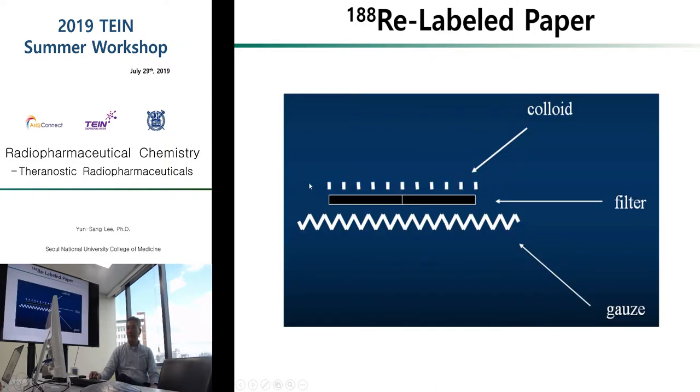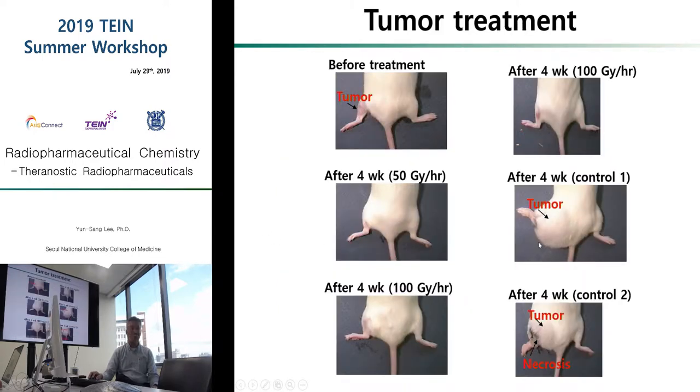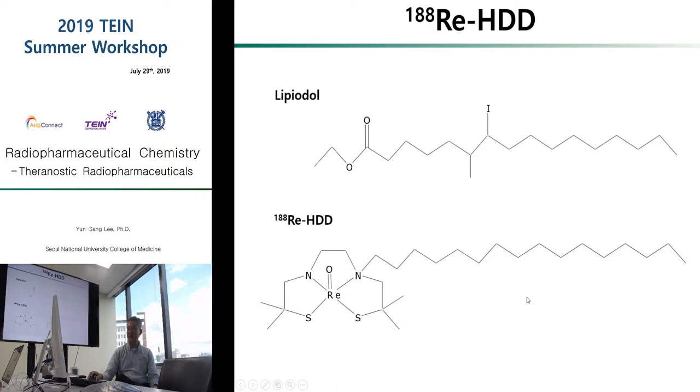And sometimes we can make a rhenium-labeled paper, where the rhenium tin colloid is filtered and remains on the filter. Then we can patch it on the diseased tissue or tumor site, and directly make a tumor treatment with these types of materials.